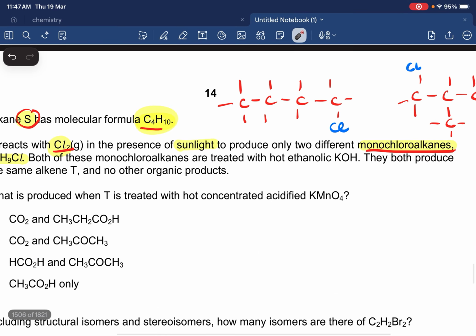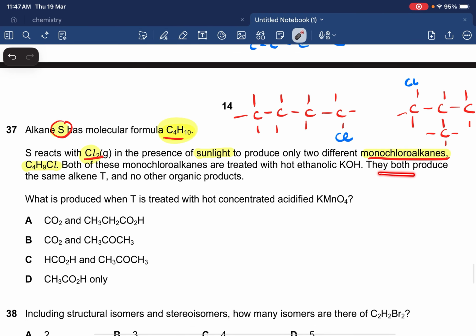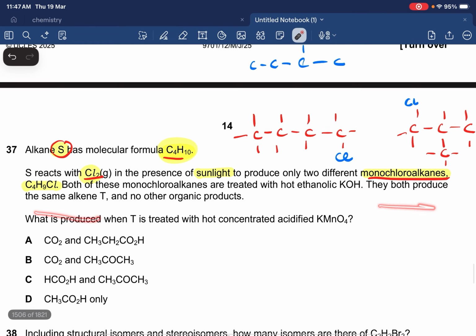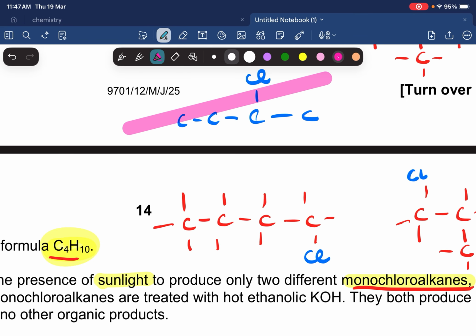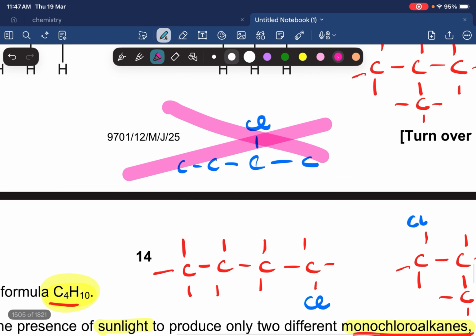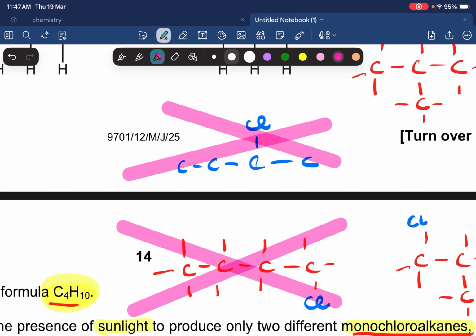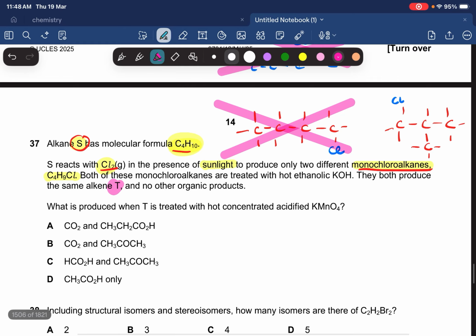And over here it's written that they both produce the same alkene T. That means we are not dealing with butane. This is a difficult question. Why are we not dealing with butane? Because the monochloroalkane formed from butane can form two different alkenes, but-1-ene and but-2-ene. But they're saying that only the same alkene should be formed.